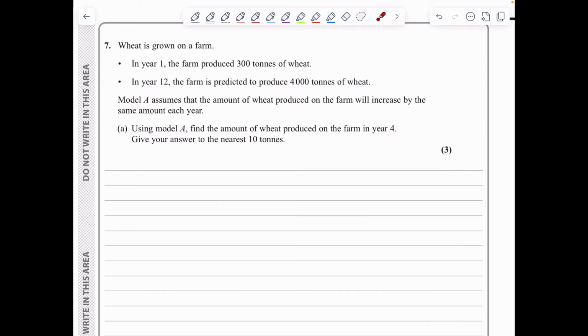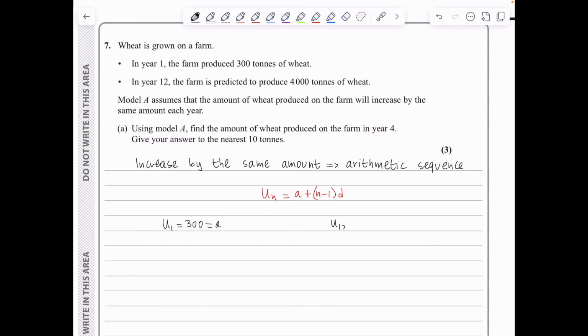Well, since we are told that we increase by the same amount, this means we're looking at an arithmetic sequence, and we know that the nth term of an arithmetic sequence is given by a+(n−1)d, where a is the first term and d is the common difference. So we've got that u1 is 300, and that's the value of a, and u12 has been given to be 4,000, which is 300 plus (12−1) times d. So we get that 3,700 is equal to 11d, and therefore the value of d, the common difference of this sequence, is 3,700 over 11.